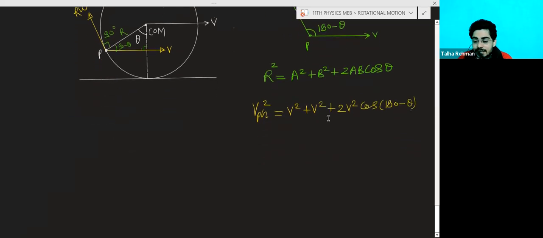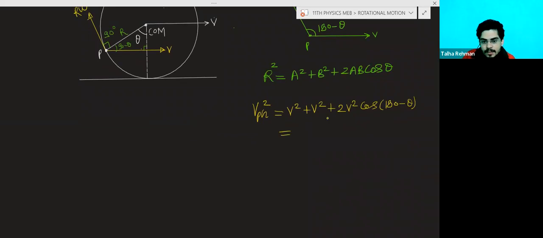Cos 180 minus theta is minus cos theta. So it will become V square and V square, which is 2V square, minus cos 180 minus theta means minus cos theta, so it will become minus 2V square cos theta. Now you can take 2V square common from here. So you will have 1 minus cos theta.